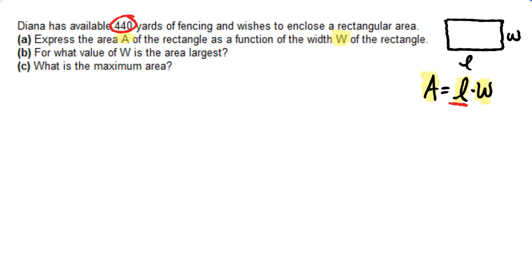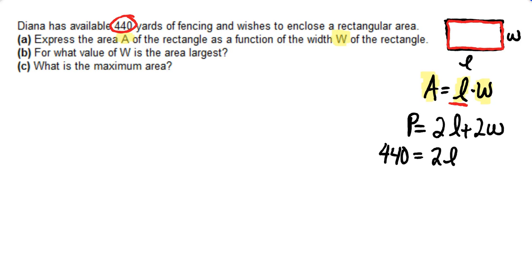So the 440 yards is the fencing, and the fencing will go around that rectangular region. And that fencing refers to the perimeter. So the perimeter of a rectangle is 2 times the length plus 2 times the width. So we're going to use all of that 440 yards of fencing. So I'll substitute 440 in for perimeter.